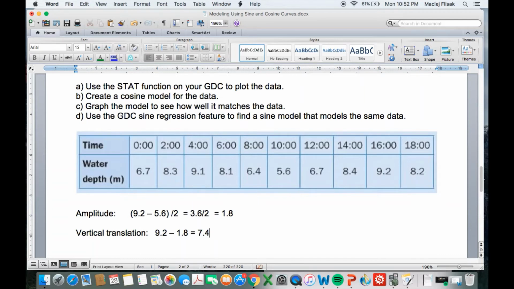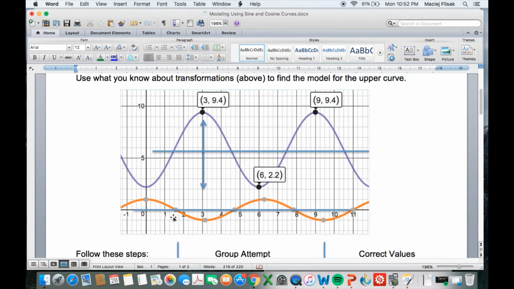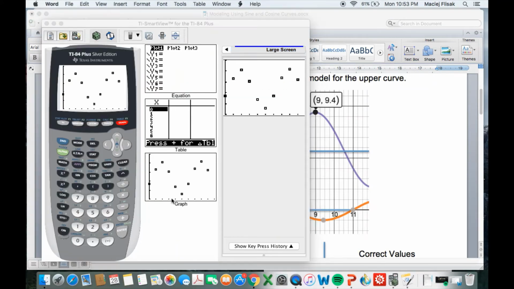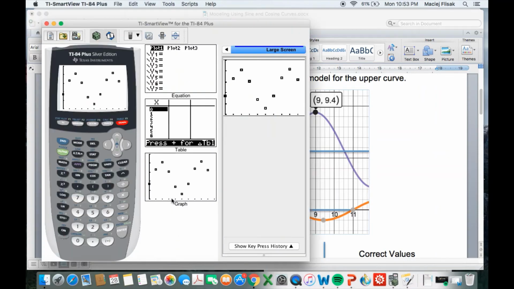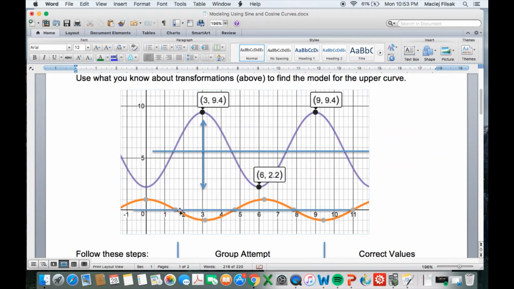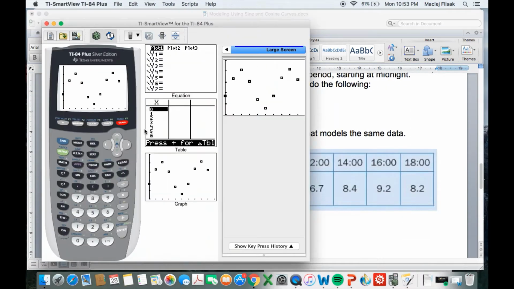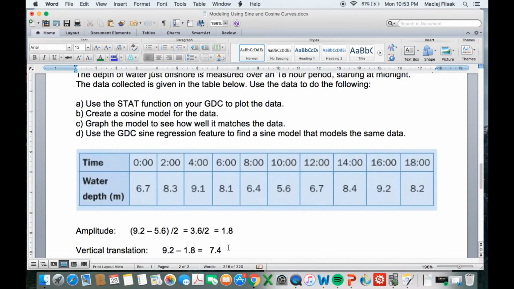Alright, 7.4 is my vertical translation, because remember, originally a cosine graph has a center line at 0, so let's go back to this diagram one more time. Original cosine graph has a center line at 0, and now my new one has a center line at, what was it, 7.4? So my new one's at 7.4, that means this center line must have moved up 7.4. So in our new situation, the center line must have moved all the way up to here, which is at 7.4. So that is our vertical translation.